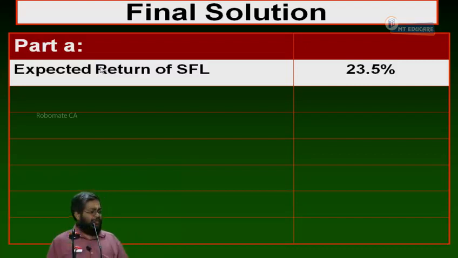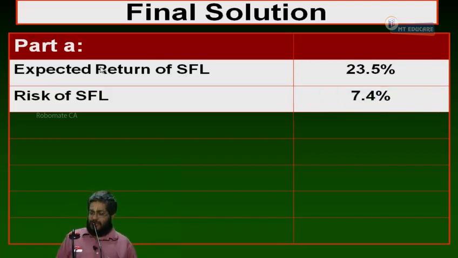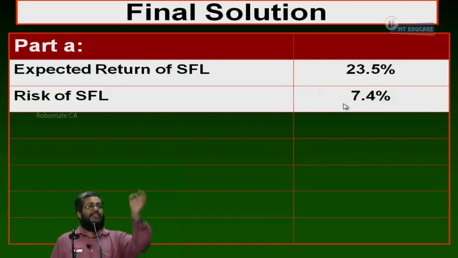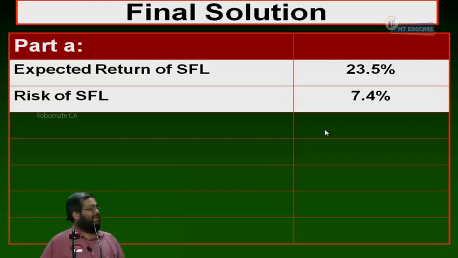Is the 23.5 a 100% sure return? No. It is having what? Standard deviation. Risk of SFL share. What is risk of SFL share? 7.4%. Stop writing and tell me, this is the total risk of the security. This risk is both systematic as well as what? Unsystematic. It represents the variation of the expected return, that's all.